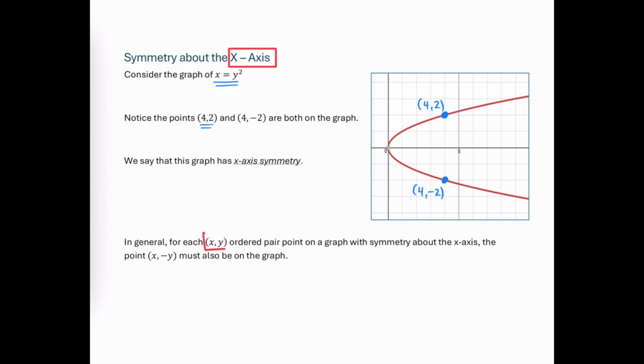Generally speaking, every single xy ordered pair on this graph, we'll just pick one up here, must also have another ordered pair on the graph where the x coordinate is exactly the same and the y coordinate is opposite in sign. If this is true for every single point, no matter where we look on the graph, then we say that this graph has x-axis symmetry.